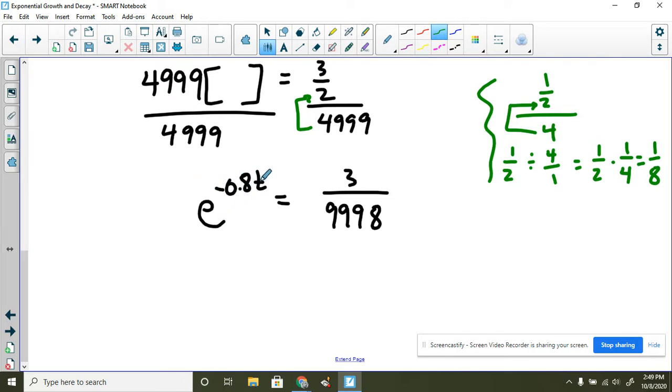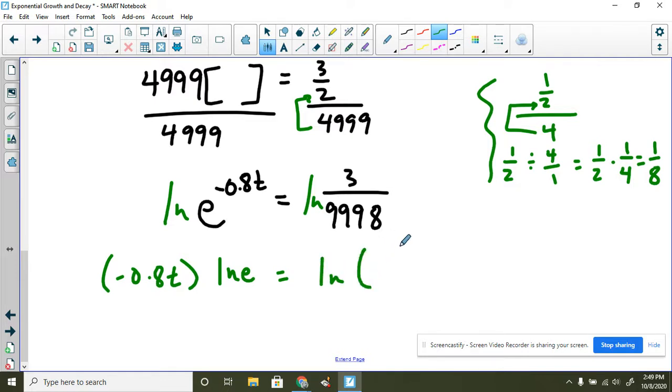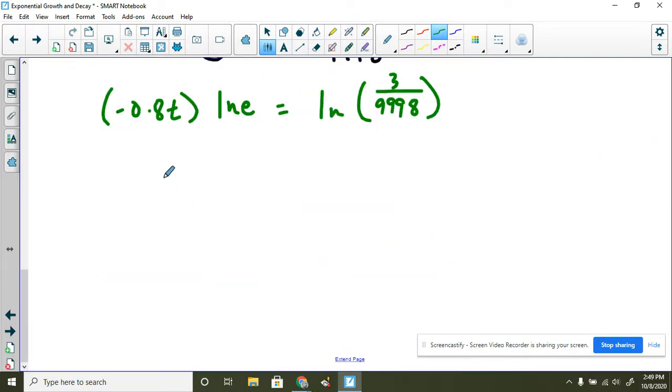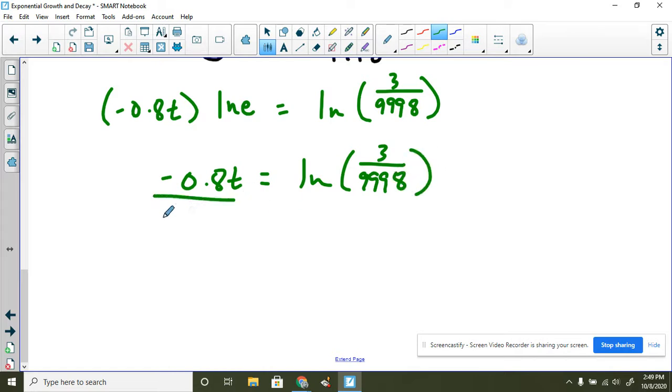Now, how do I solve for t? I've got to get this variable out of the exponential level. To remove a variable and bring it down into the base level of this problem, we have to take the natural log of both sides. So we take the natural log of this and the natural log of this, and we get negative 0.8t times the natural log of e equal to the natural log of 3 over 9,998. The natural log of e is 1, and 1 times this term is just that term. And we divide this by negative 0.8 to get our final value here.